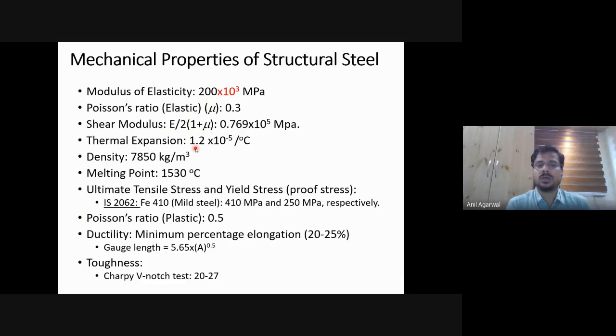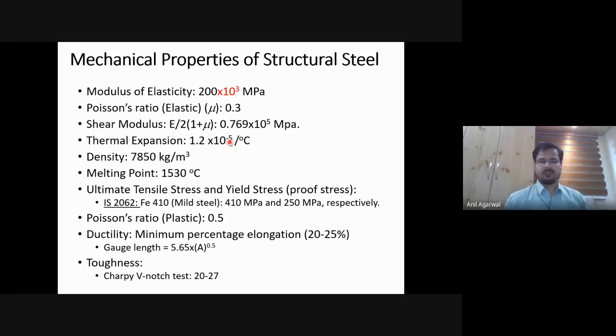Thermal expansion. Steel, like any other material, most of the materials expand when you heat them, and the thermal expansion coefficient is 1.2 times 10 to the power minus 5. I often like to give this thought experiment for my students to work on. So this is basically a strain value, right, per degree centigrade. What is the unit of strain? Unitless, right? Yeah, so same thing here. It is 1.2 times 10 to the power minus 5 is the strain per degree centigrade, thermal strain per degree centigrade.